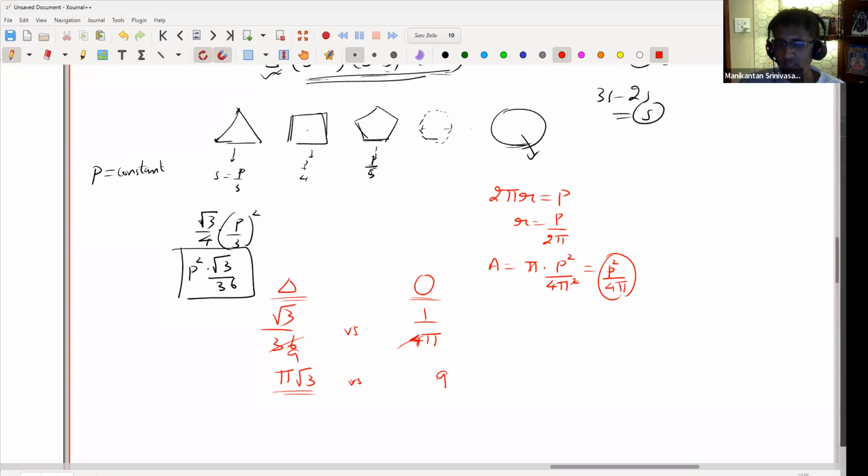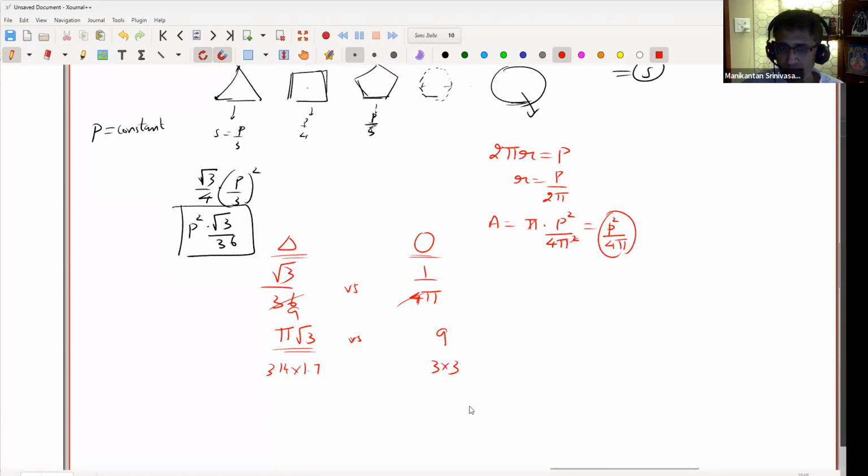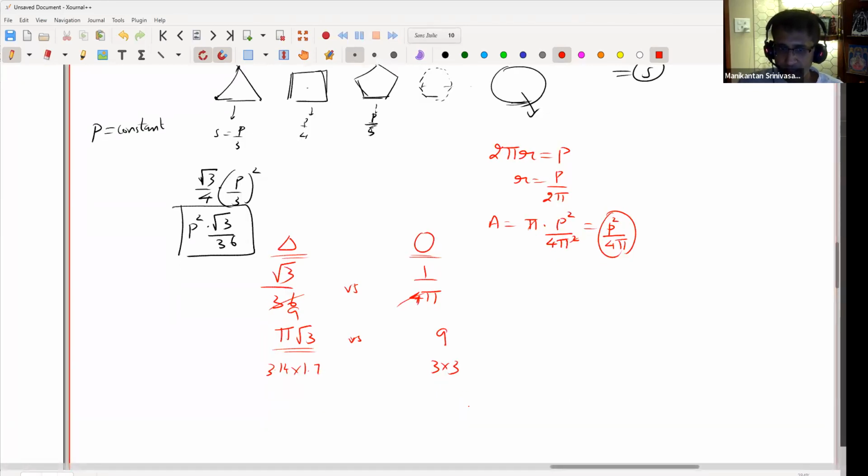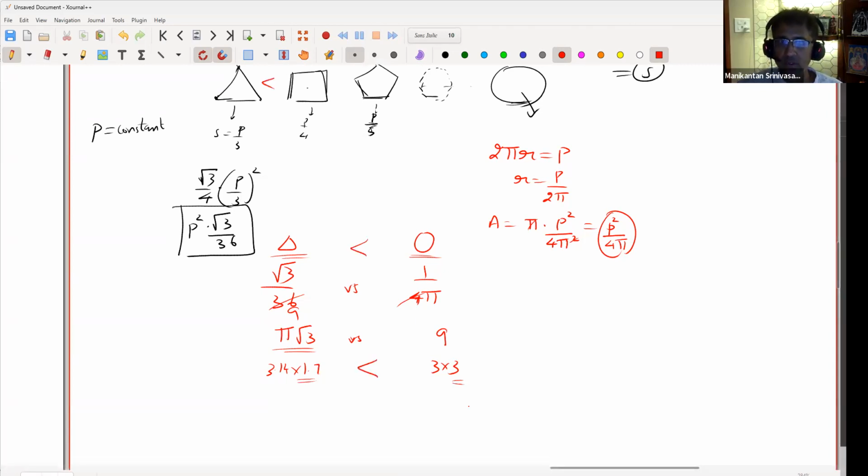So clearly pi root 3 is smaller, right? This is 3.14 times 1.7, whereas this is 3 into 3, right? 3.14 is only marginally bigger than 3, whereas 1.7 is substantially smaller than 3. So clearly the circle wins. So like that, you can easily show that each of these areas will go in this order.